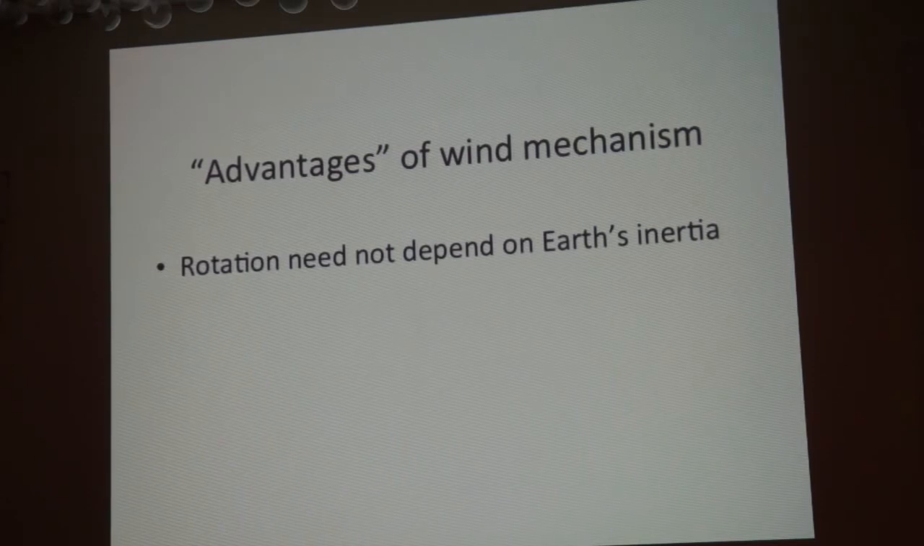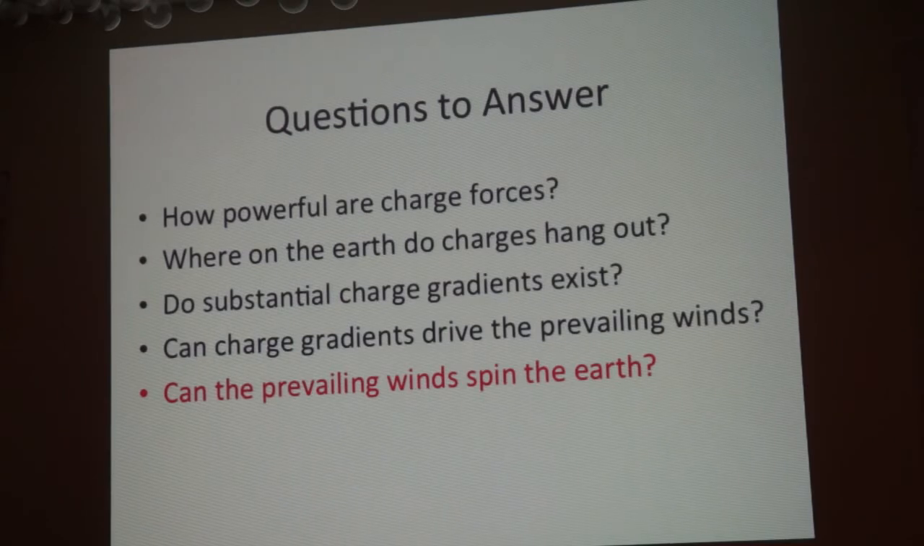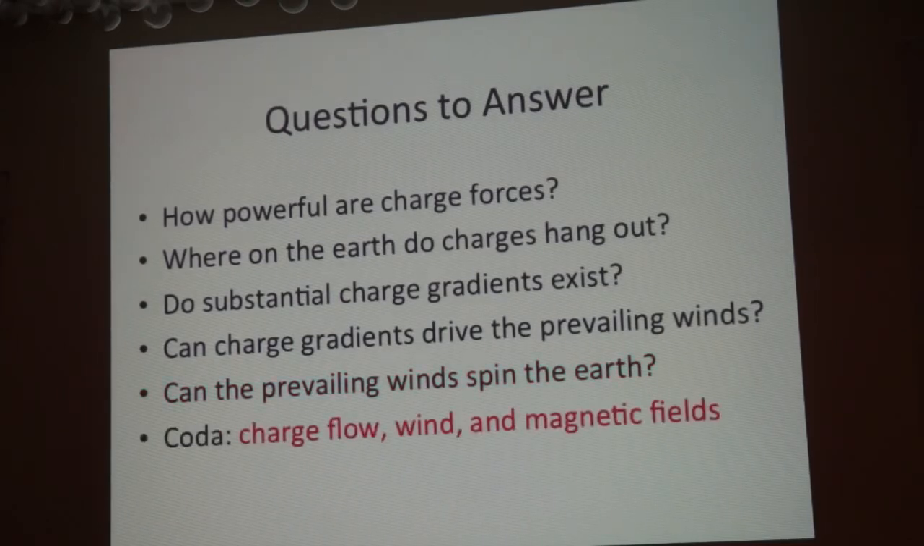There has to be some energy, some force, that keeps it going round and round. Just the same as when the Earth revolves around the sun, there has to be an energy that moves it in the tangential direction. I'm not going to speak about that, but this has to be understood, and right now it's not understood. So that's an advantage, that we have energy that's driving it. It's the sun. It doesn't depend on the inertia. The sun's energy is the ultimate driver. And as I said, it explains the known fluctuations in rotation speed. So can the prevailing winds spin the Earth? And we discussed, and I think the answer is yes.